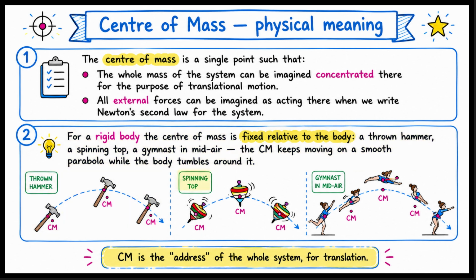Picture a thrown hammer, a spinning top, or a gymnast in midair. The center of mass glides on a smooth parabola while the body tumbles around it. Think of the center of mass as the address of the whole system for translation.